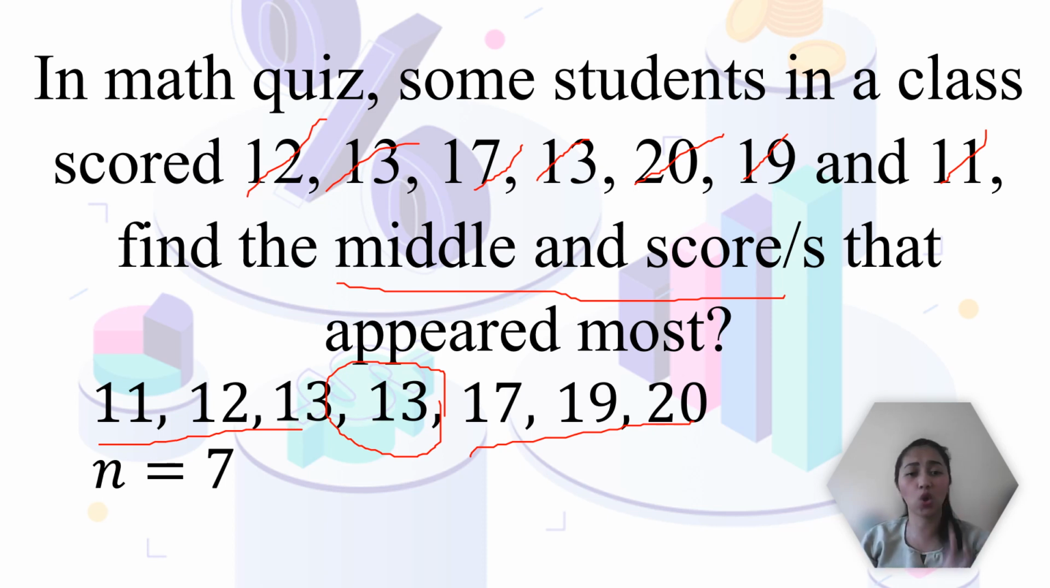So, alin dito sa score na ito ang humigit sa iba? Lumabas ng mas marami kesa sa ibang score. So, mapapansin natin dito, ang naging nadoble lang naman is 13. Therefore, the number that appeared most is, yes, that is 13.